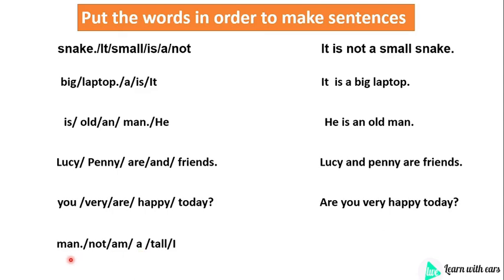Next is man, not, a, tall, I. So I is the subject and with I we use am. I am, negative not. I am not a tall man.